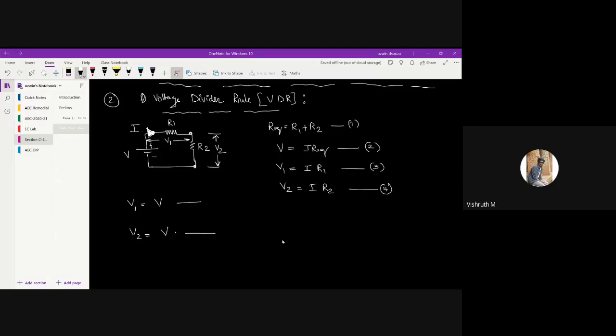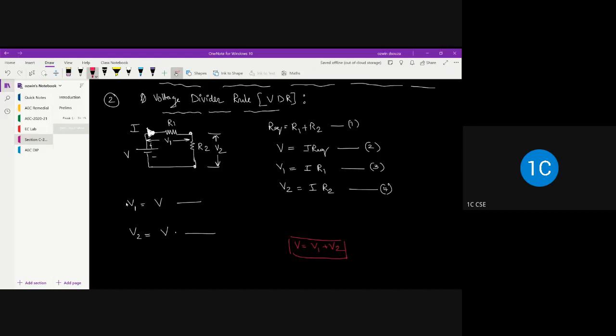Sir, V is equal to V1 plus V2. Right, V is equal to V1. That's correct. Because V1 equals V into R1 by R1 plus R2.